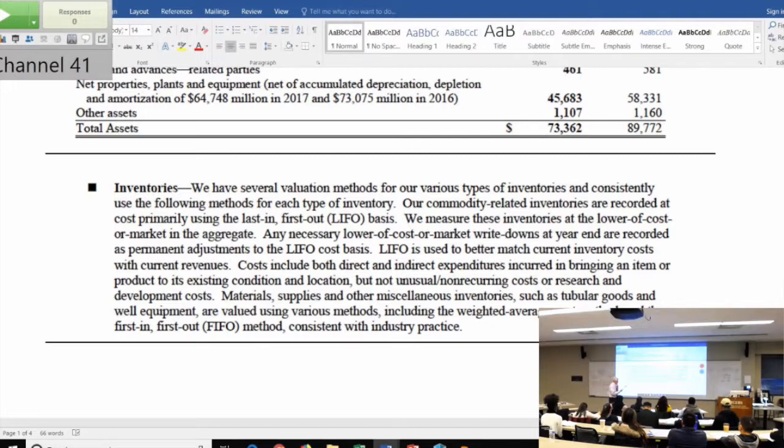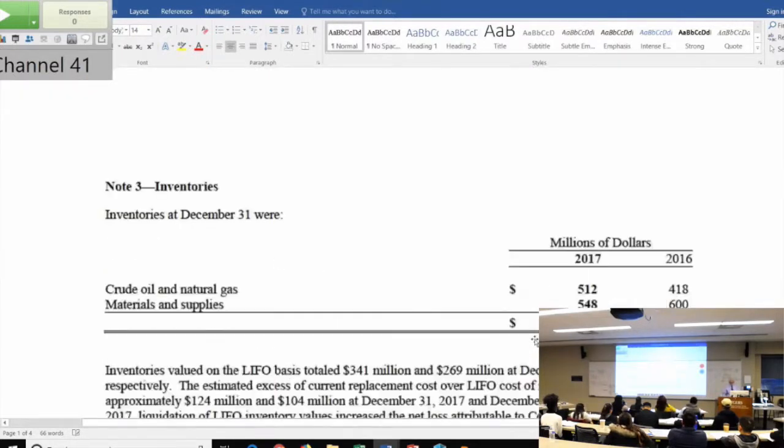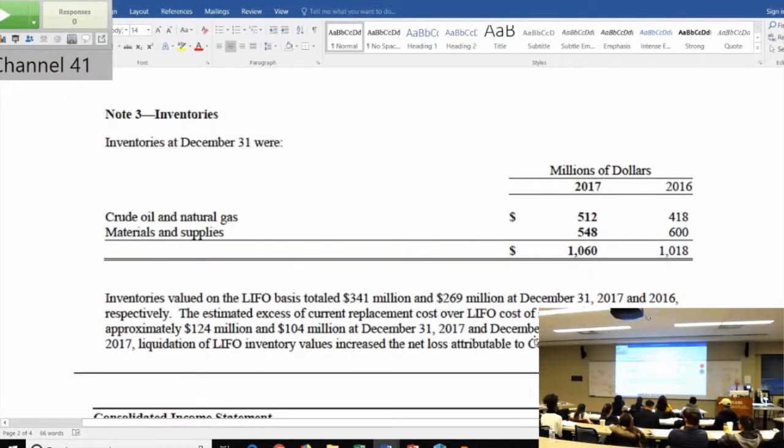Now it tells you that materials, supplies, and miscellaneous inventory, such as tubular goods and well equipment, are valued using various methods, using weighted average and the FIFO basis, and it's consistent with industry practice. So when you turn to the actual footnote itself, that was from MD&A, it tells you that the commodity-related items are on LIFO. So this is going to be the LIFO basis up here. And this is going to be average cost and FIFO, for the other inventories, materials and supplies.